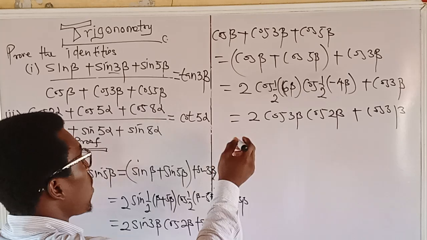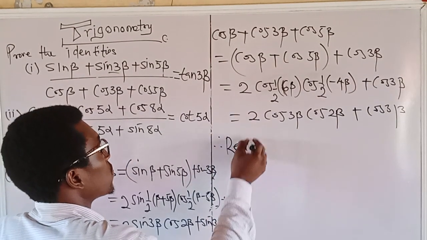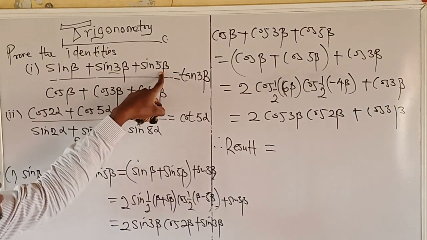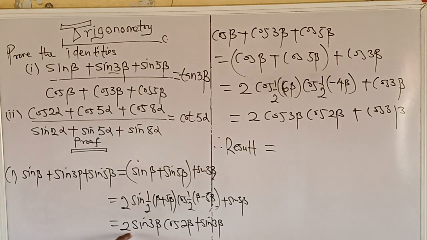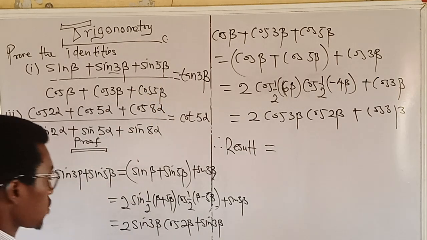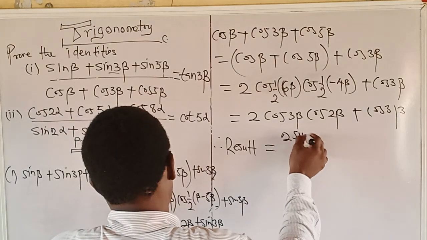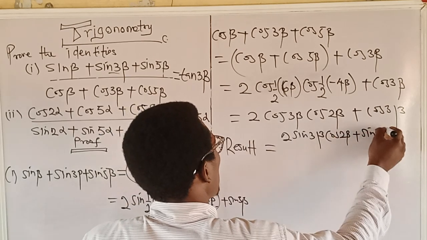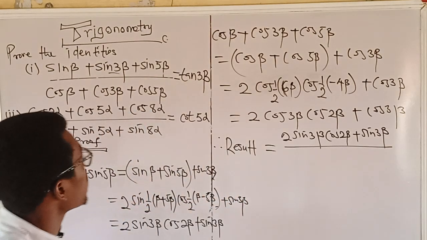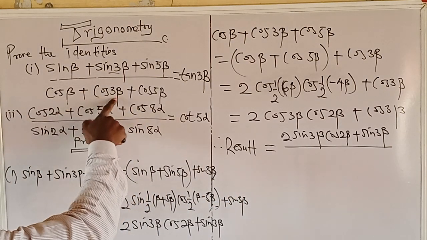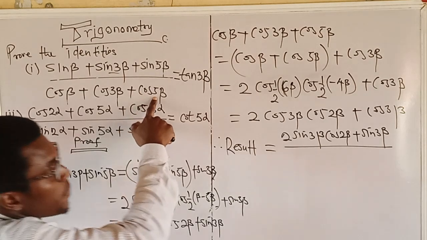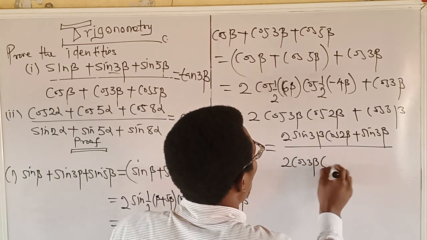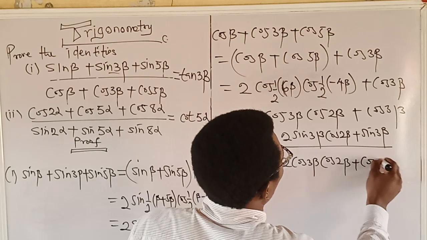So we can say, therefore, the result is equal. Now, the numerator is sine of beta plus sine of 3 beta plus sine of 5 beta. And that has been simplified to 2 sine of 3 beta cosine of 2 beta. So we come here and write 2 sine of 3 beta cosine of 2 beta plus sine of 3 beta, all divided. Now the denominator is cosine of beta plus cosine of 3 beta plus cosine of 5 beta. And that has been simplified to this. So here we have 2 cosine of 3 beta cosine of 2 beta plus cosine of 3 beta.